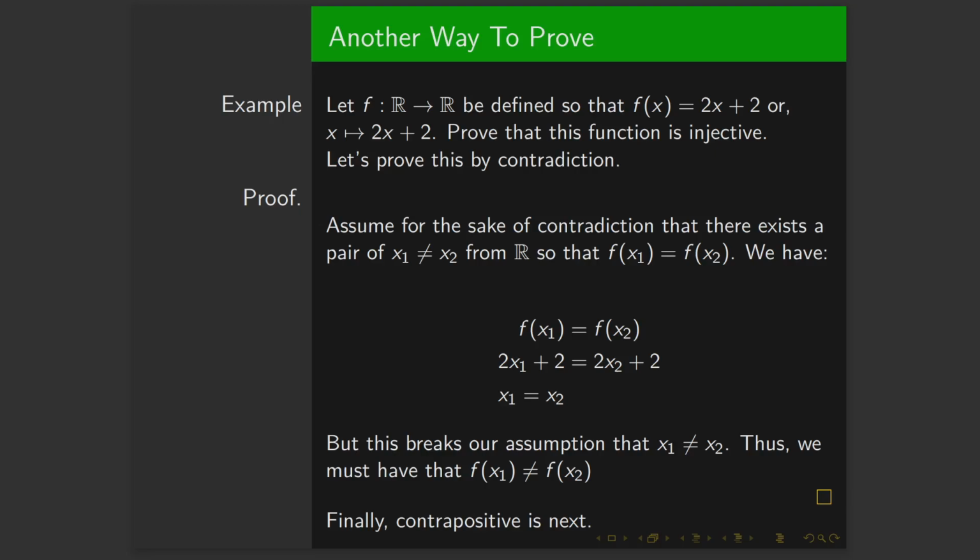And let's just prove this by contradiction. Assume for the contradiction that we have a pair where x1 is not equal to x2, but we have that f of x1 is equal to f of x2. Then you break it down, and clearly x1 is equal to x2. What? This breaks our assumption. Therefore, f of x1 could never have been equal to f of x2.